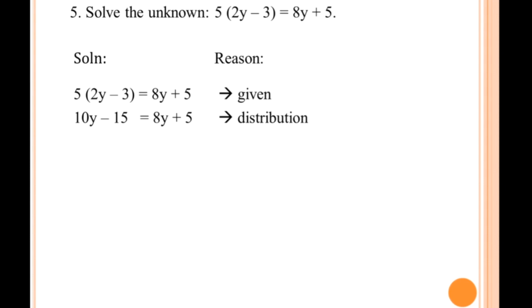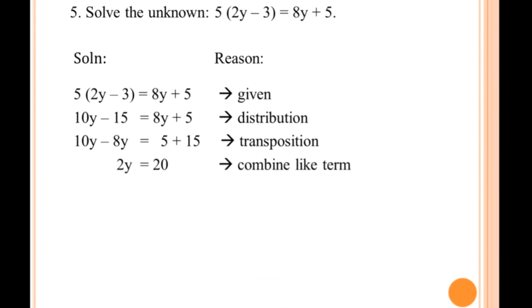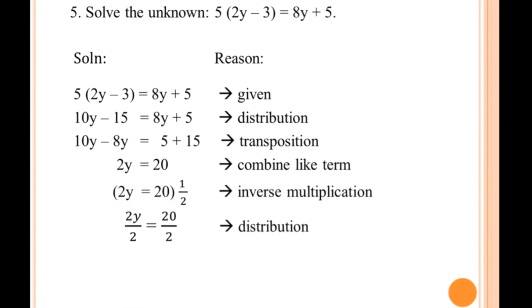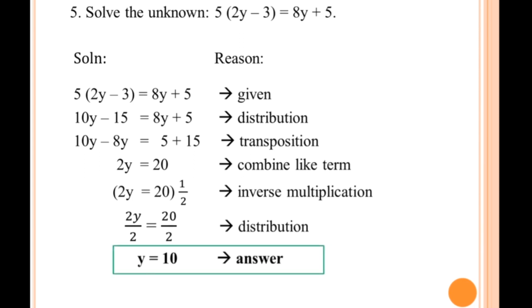Then we're going to transpose 8y to the other side. It becomes negative 8y. Negative 15 to the other side becomes positive 15. So we have now 10y minus 8y equals 5 plus 15. So 10y minus 8y is 2y. 5 plus 15 is 20. So again, we're going to remove 2 by simply getting the inverse of 2, which is 1/2. Then distribute it. Then 2 divided by itself is 1. So y equals 10. Again, if we want to find out whether our answer is right or wrong, let us do the checking.